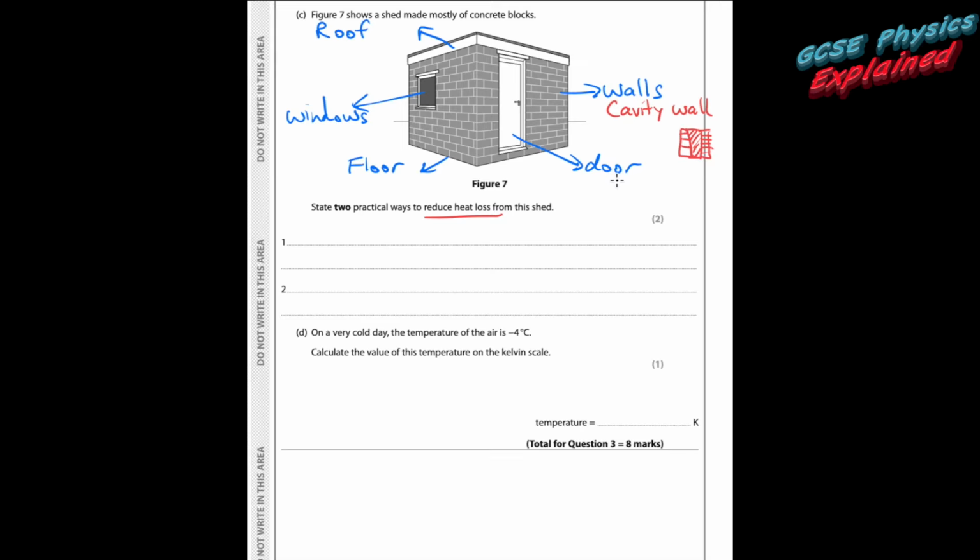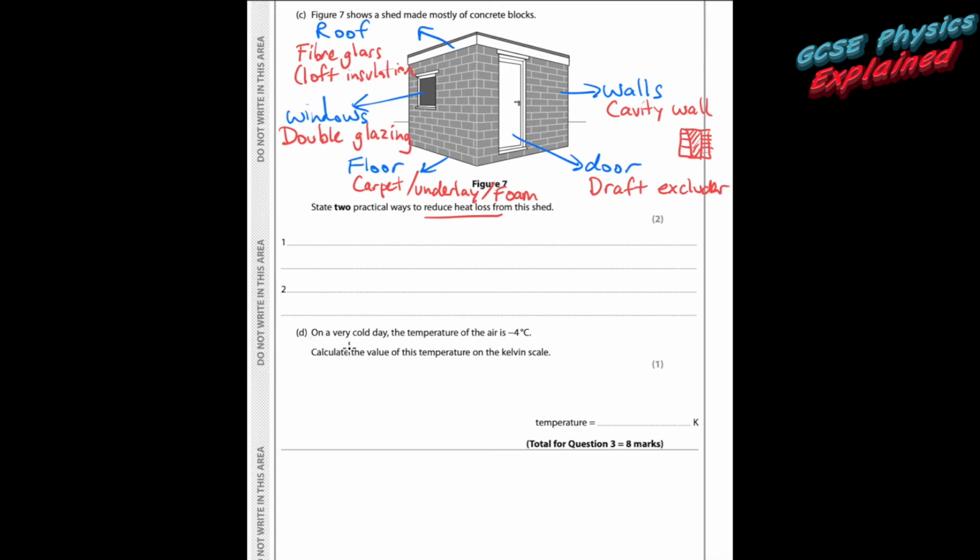Right, the door, how do you reduce heat loss? You need a draft excluder. The floor, you can put some carpet or some underlay, or some foam if you've got laminate flooring. Windows, double glazing. Roof, fiberglass loft insulation. So put any two of those down.